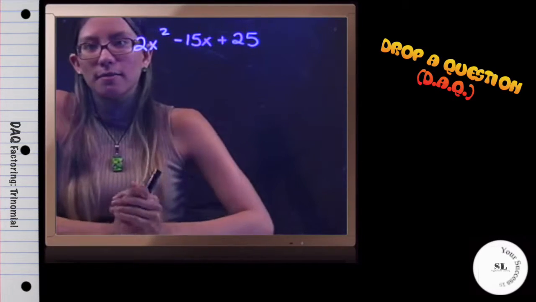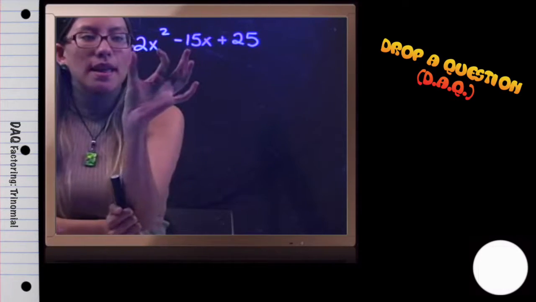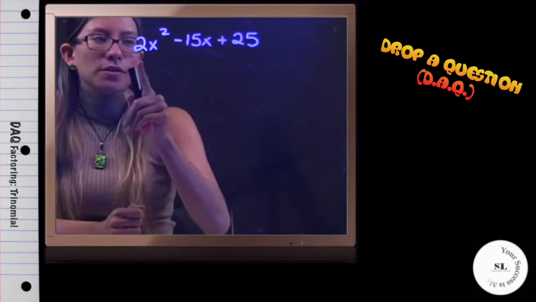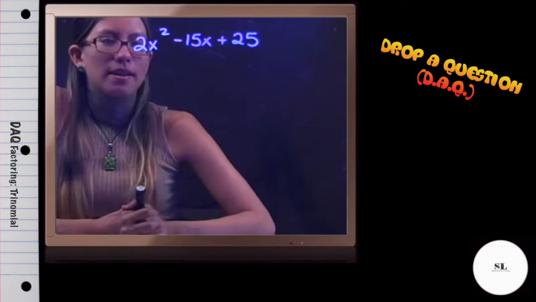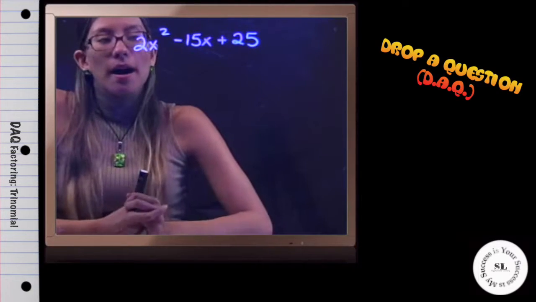And now the first thing, remember, is to check to see if we have a GCF, a greatest common factor. So is there something that these factors have in common? And they don't. We have a 2, a 15, a 25. They don't have anything in common that they can break down. So we can go ahead and start factoring.